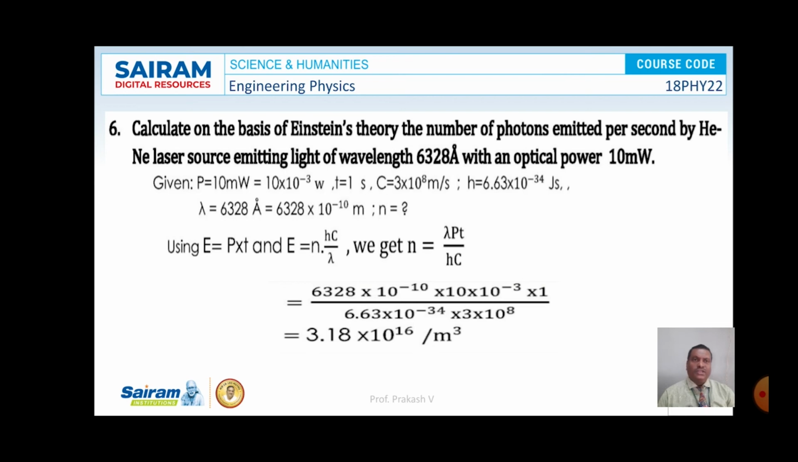So we know that E is equal to P into t, further E is equal to N into hc by lambda. Therefore the number of photons emitted will be calculated as N equals lambda Pt by hc. Substitute the value of lambda, Pt and hc in the formula, and on simplification the value of N is found to be 3.18 into 10 to the power 16 per meter cube. So this is the solution for the given problem.